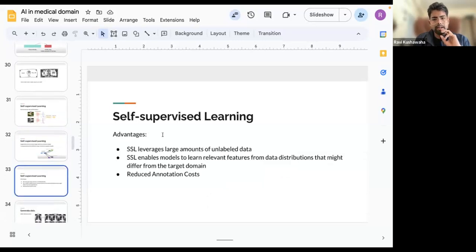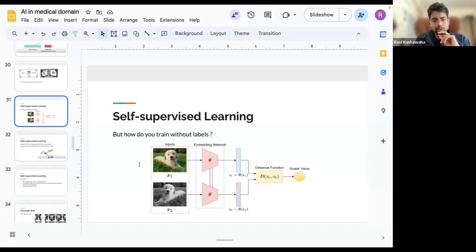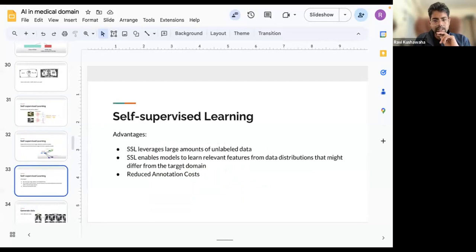So the advantage of self-supervised learning is that it can leverage a large amount of unlabeled data. So let's say you have labels for only 10 images of dogs, but I give you 100 images of dogs. From the similarity matrix, you can see that all the images are of dogs only. It also enables models to learn relevant features from the data distribution that might differ from the target domain.